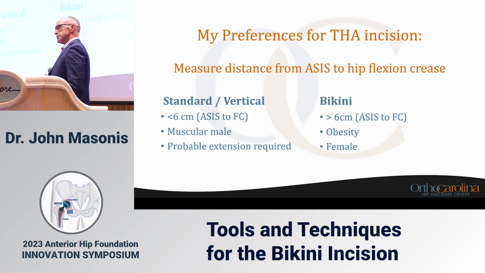Because if it's more than 6 centimeters and the flexion crease is low, I don't want to cross the crease, and I'm going to probably have some impingement and damage the dermis proximally when I'm preparing my femur if I move the incision more distal to that 6 centimeters. So in that case, the bikini incision puts me right in line with the flexion crease. I put the incision in the crease or lower than the crease, more distal than the crease.